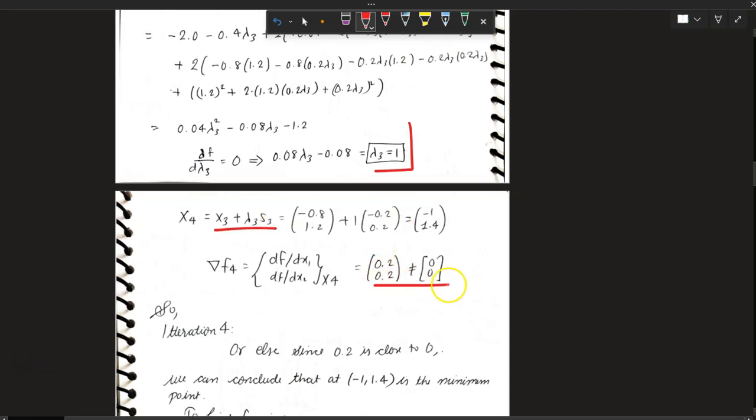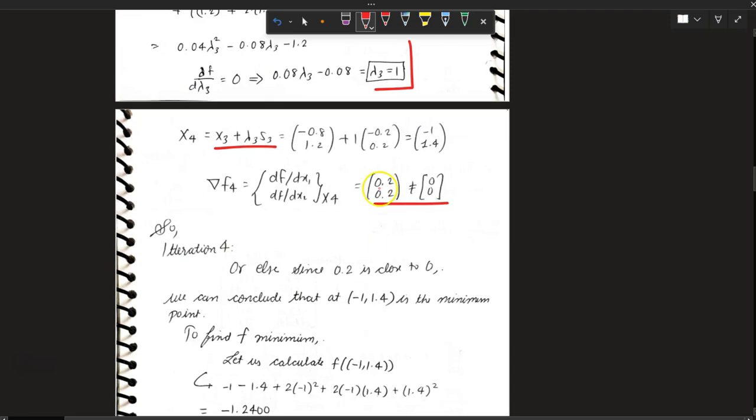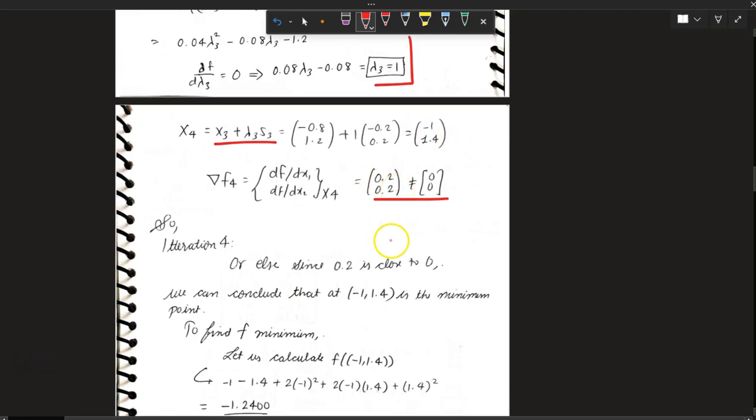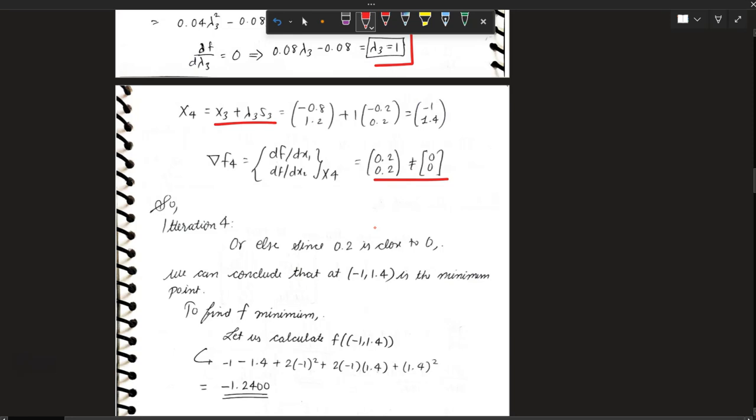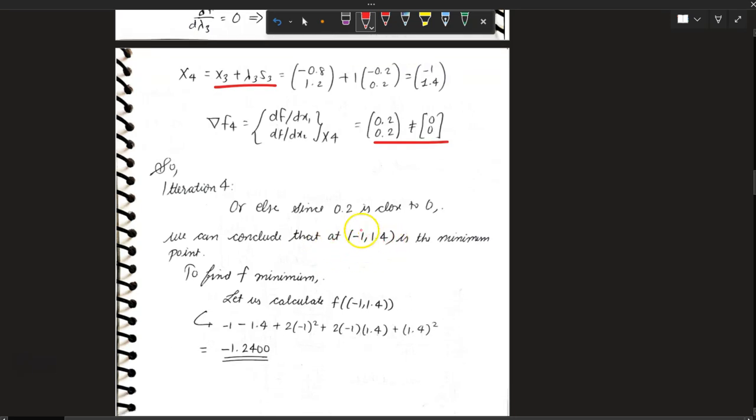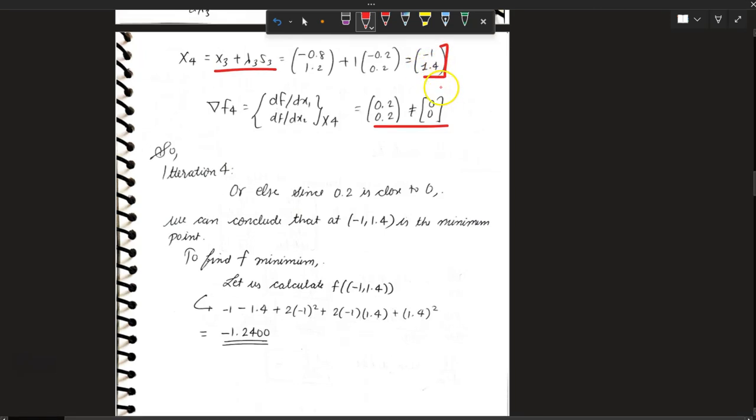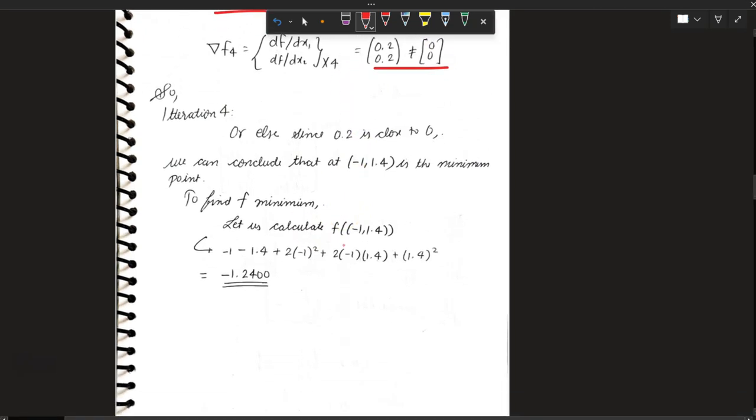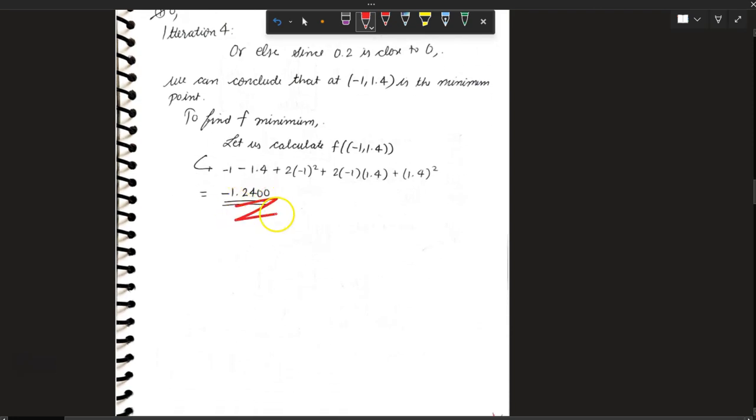Now you will get 0.2, and 0.2 is similar to that 0, 0. So you can stop here, or if you want, you can move further to iteration 4, or else you can stop because it's somewhat closer to 0, 0. We can conclude that minus 1, 1.4 is the minimum point. To find f minimum, you have to put this minus 1 and 1.4 into the function given. Then you will get this as the answer.